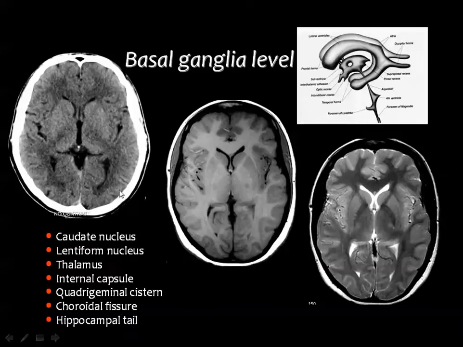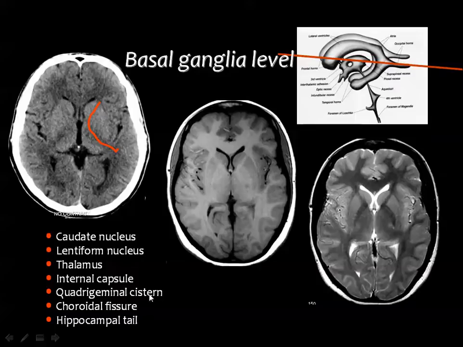Then where is the internal capsule? The internal capsule is the structure which is passing through, in between these anatomic structures: the head of the caudate, the lentiform, and the thalamus.